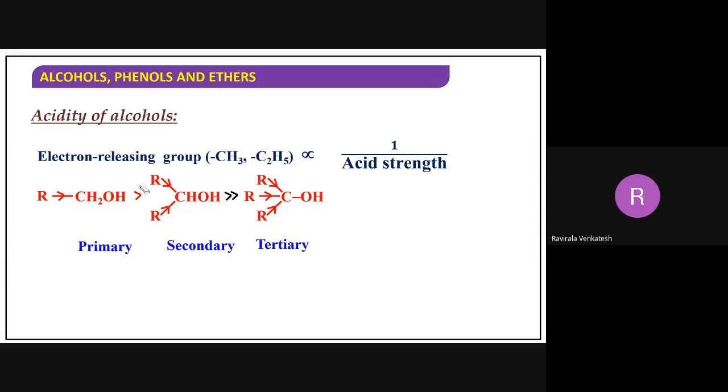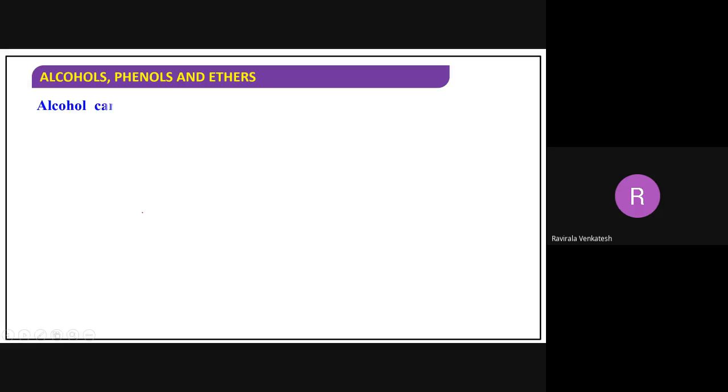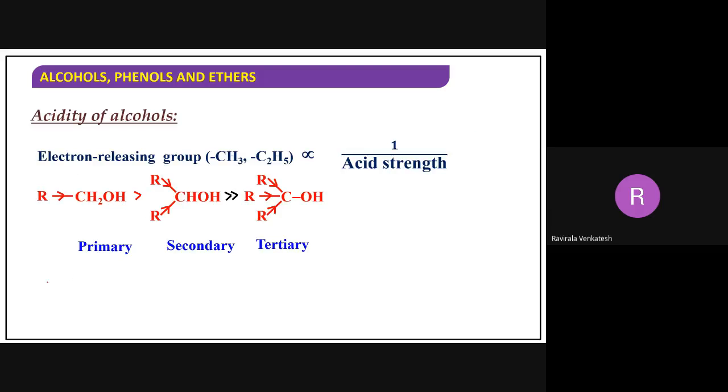Correct? So based on this, what will the order be? Like this here: CH3OH, next CH3CH2OH, like this also we can write. Otherwise, CH3CHOHCH3. Finally, (CH3)3COH. Now here, the acidic character decreases. Understood this topic?